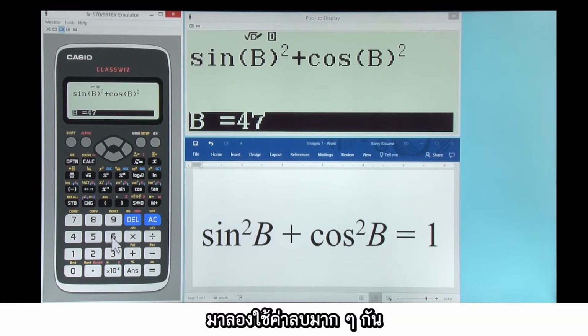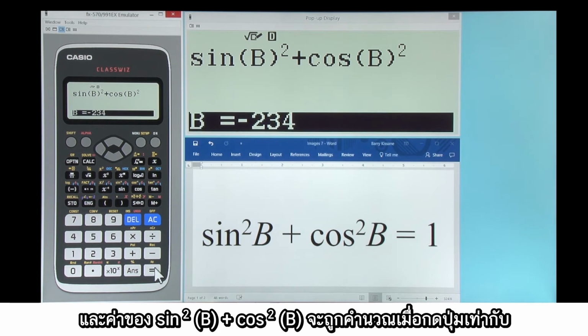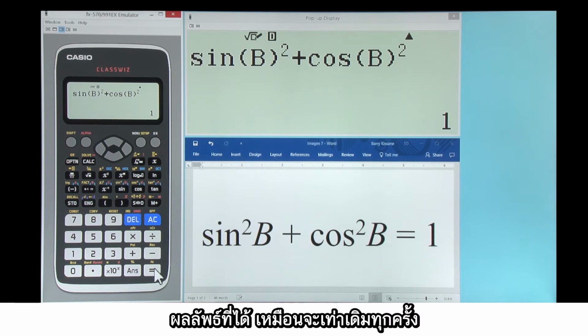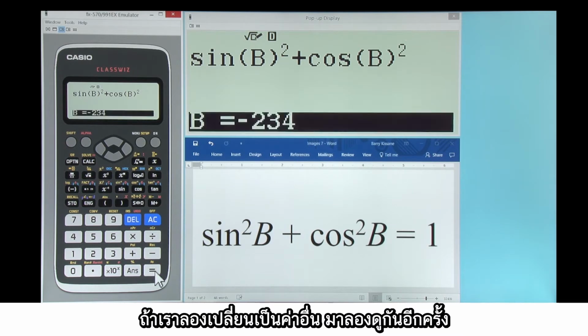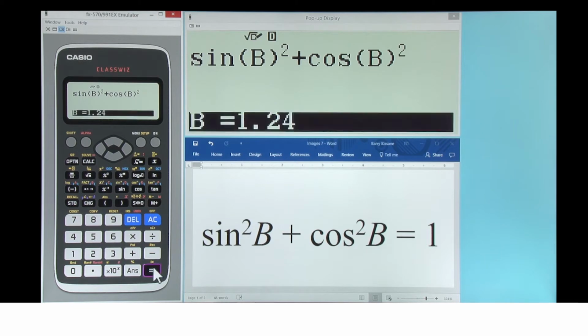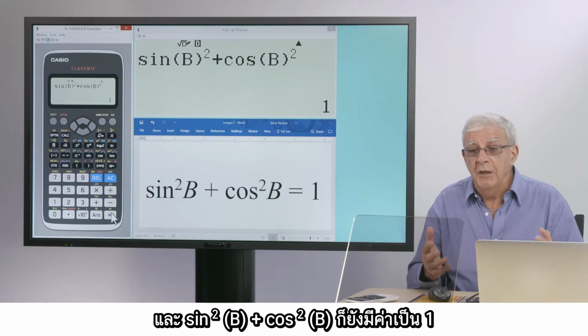Let's choose a large negative value, negative 234, for example. The sine squared add the cosine squared is calculated by just tapping the equals key. That's also equal to 1. The result seems to be the same each time. Let's try one more, 1.24, and the sine squared B add cosine squared B is 1.